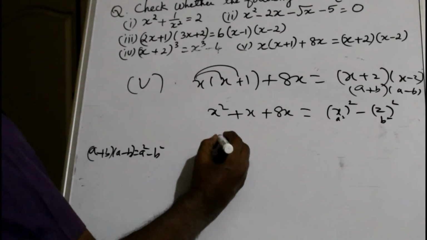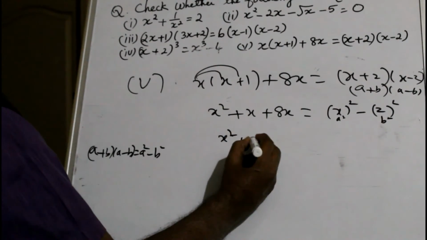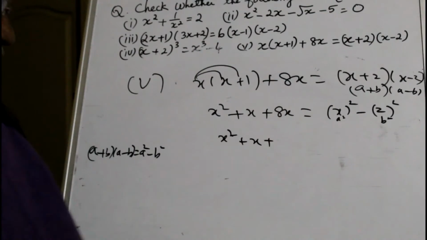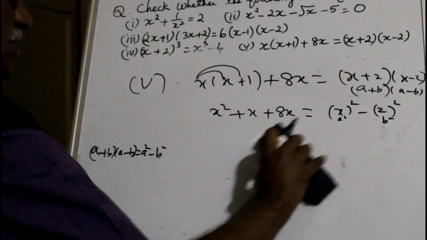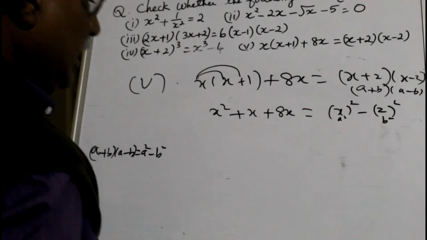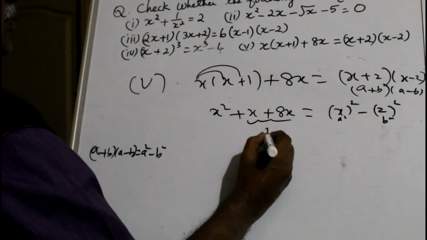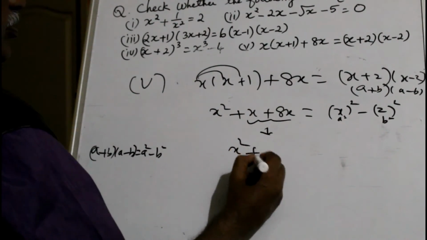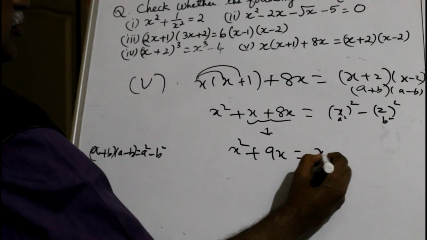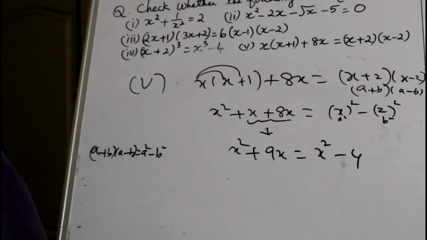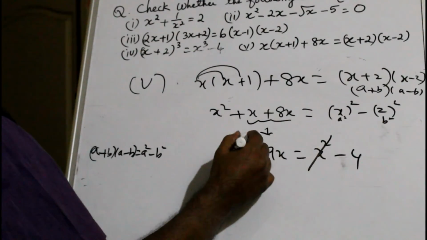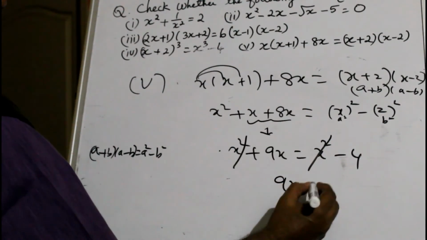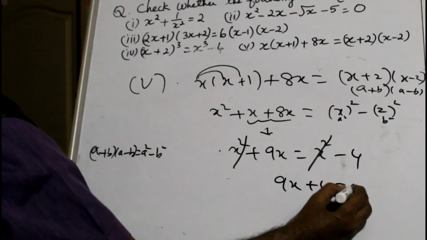So again, x square plus x plus 8x is x square plus 9x. When like terms come, you can add them. So it becomes x square plus 9x equal to x square minus 4. Now this is also plus x square. We'll take that to the other side, it will become minus x square. It will cancel. So you get 9x plus 4 equal to 0.